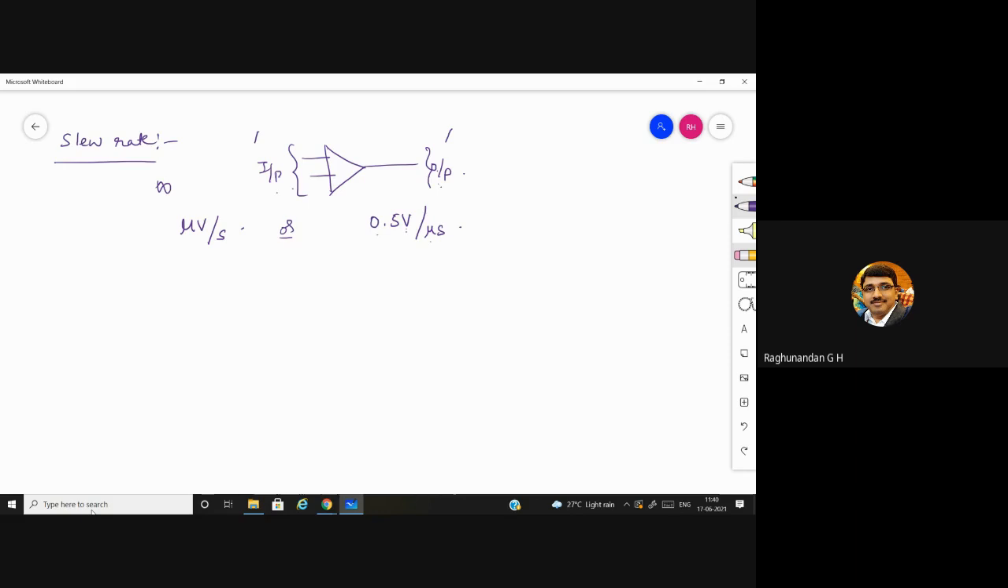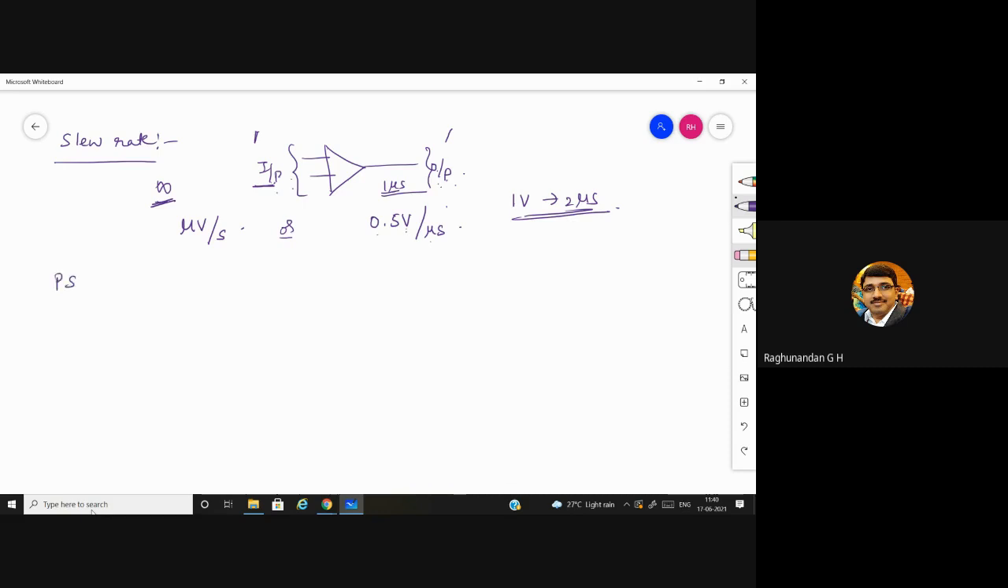If you are changing 0.5 volt at the input, if you want that 0.5 volt to reflect in the output, it takes 1 microsecond. So if there is 1 volt variation at the input, if you want that reflection at the output, it takes 2 microseconds. That is what practically happens. But ideally, it is told to be infinity. Infinity means as soon as you start, suddenly output is also going to change. That much fast the device is going to respond.